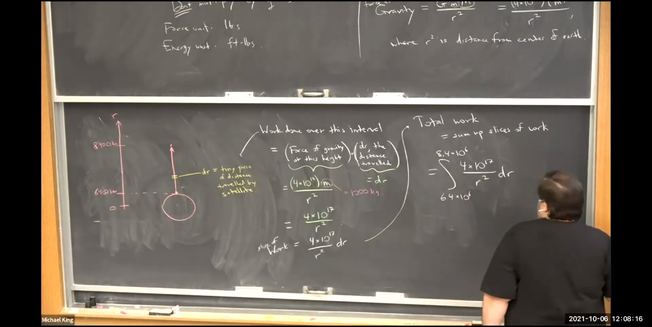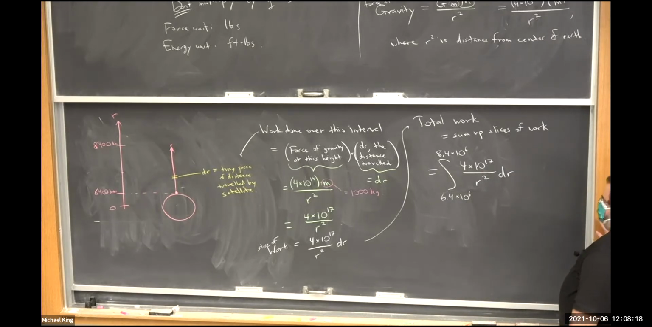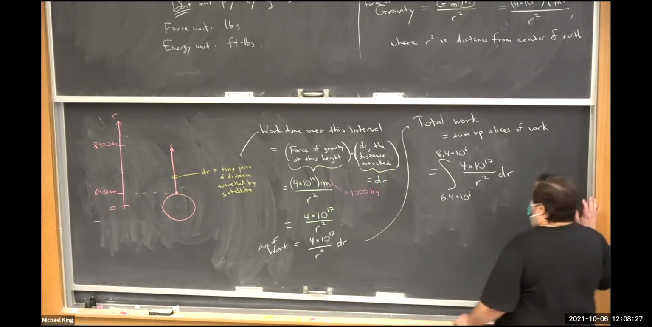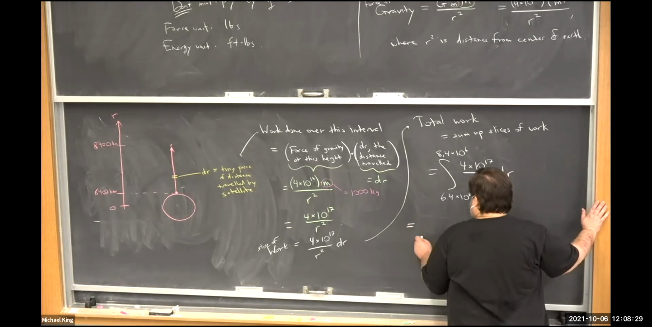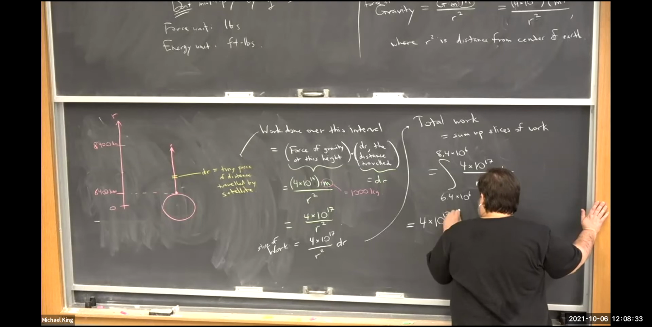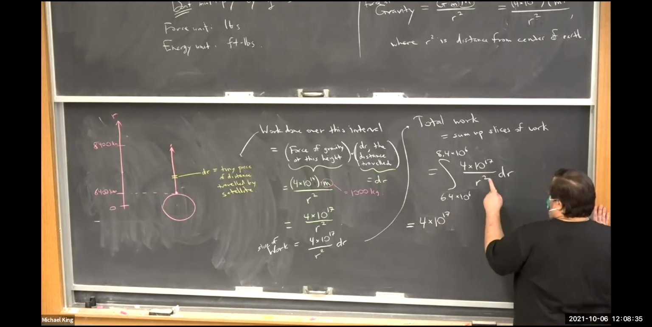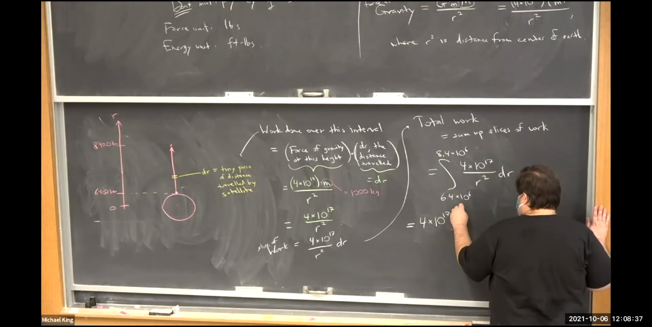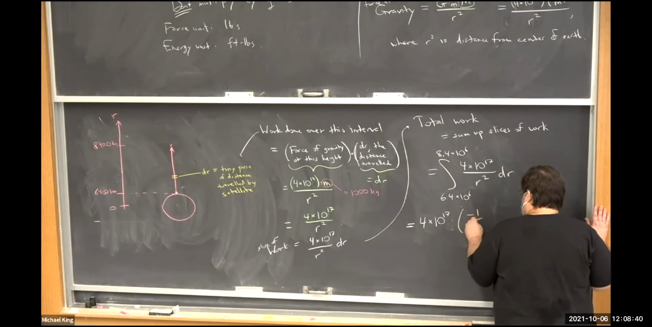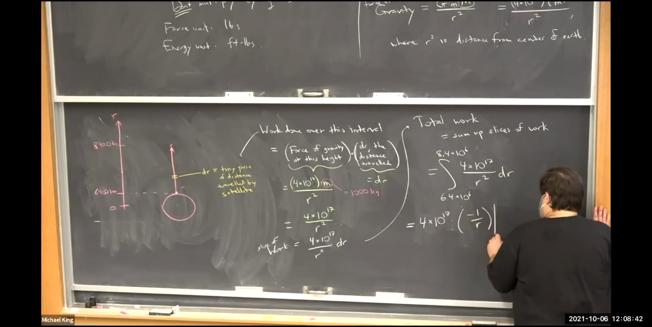Okay, so let's just do this and see what we get, because this is not hard now. This is the integral we have to do, but it's just integrating r to the -2 power, which is not bad. I'm kind of curious how this works out. So I'm going to pull this constant out. And when we integrate 1 over r squared, we get -1 over r from 6.4 times 10 to the 6th to 8.4 times 10 to the 6th.